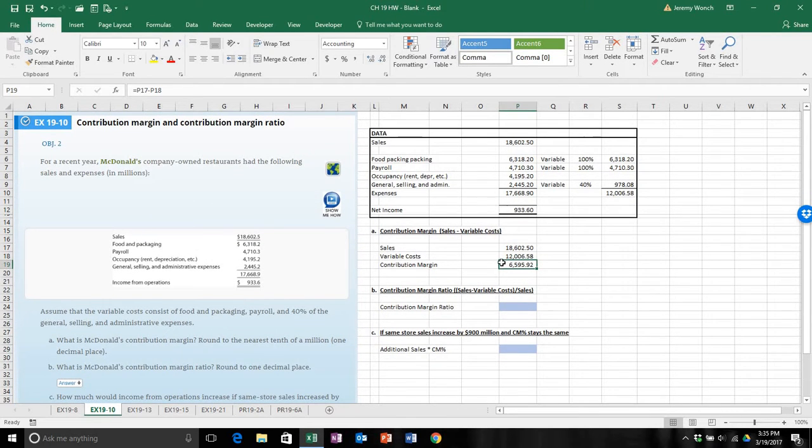Now, if a contribution margin number is ever negative, that's a really bad thing. That means no matter how many you sell, you're going to lose money. And so you always want your selling price to be higher than your variable cost.